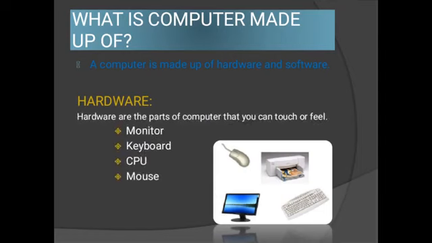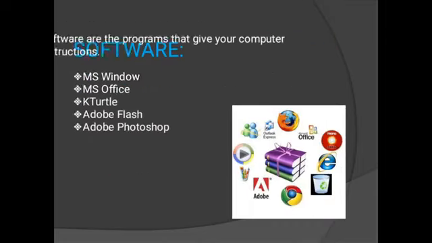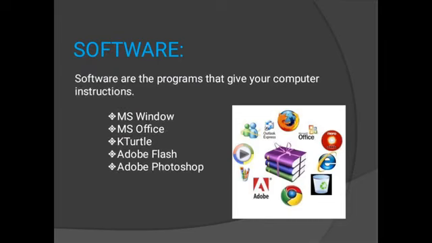Hardware are the parts of a computer that you can touch or feel. For example, monitor, keyboard, CPU, and mouse. Software are the programs that give your computer instructions. For example, MS Windows, MS Office, KTurtle, Adobe Flash, and Adobe Photoshop.